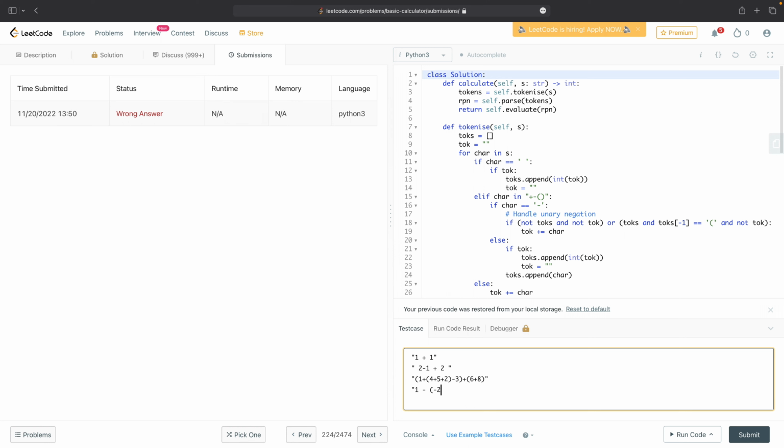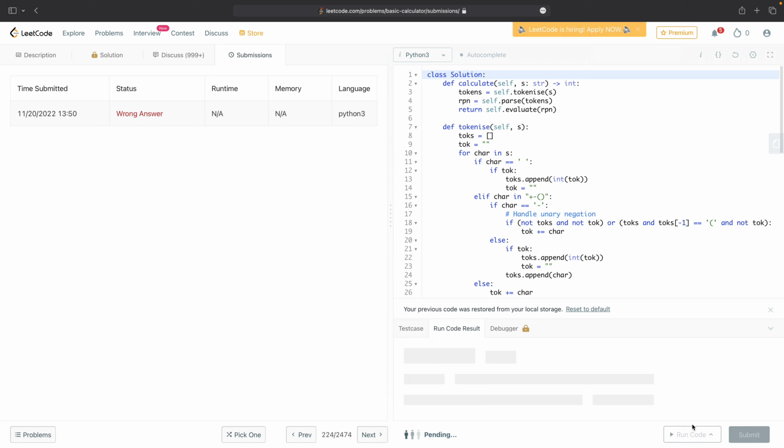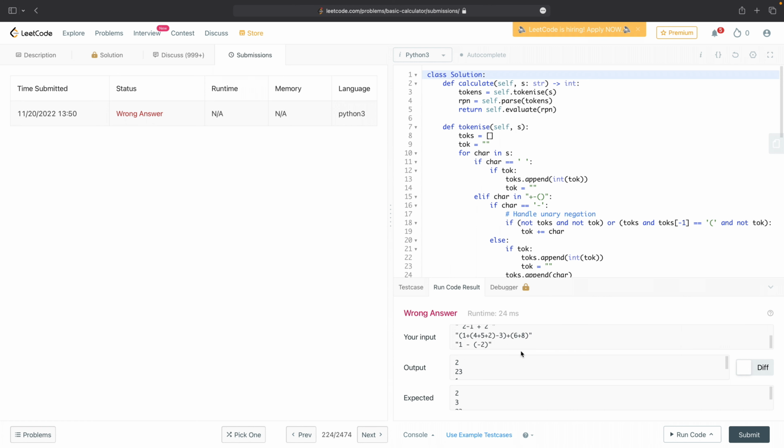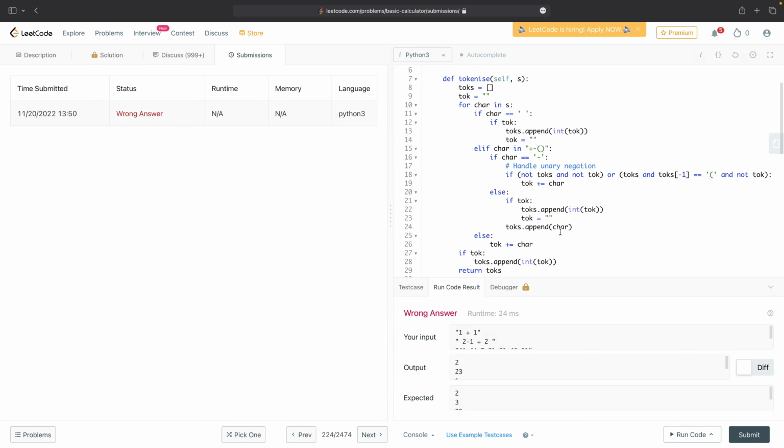1 minus -2. 2 23, 1 1. What? No, what? That's wildly wrong. Oh, it's this case. So the 2 is in tok.